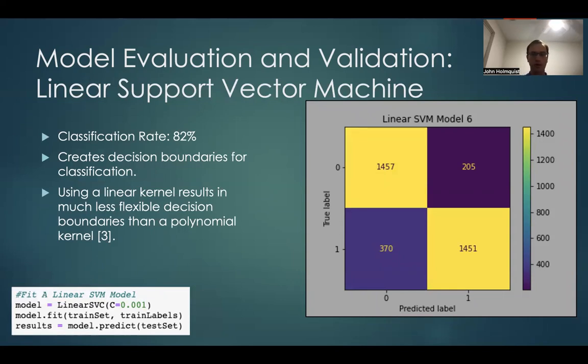And the way a support vector machine works is it creates decision boundaries for classification. There are different types of support vector machines. This one's a linear one with a linear kernel. And that means the decision boundaries are less flexible than if it had a polynomial kernel. And some hyperparameter tuning I had to do here was that when C was set to 1 or 10 or 0.1 or 0.01, the model wasn't converging very well. And it actually converged well when I set it to 0.001.